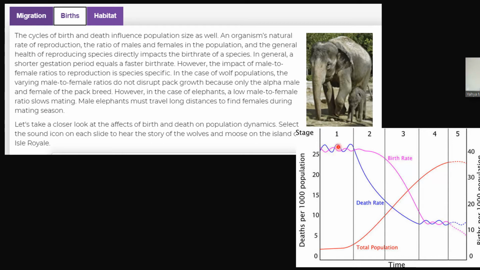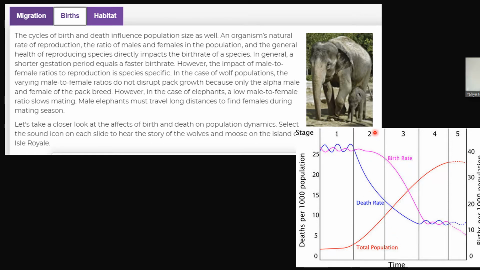In section 1, the birth rate and the death rate are basically about the same. The number of elephants that are being born in a certain period of time, like per month or per year, is the same as the number of elephants that are dying per month or per year. So what happens to the population? The population just remains stable, because the number that are dying is the same as the number that are being born. So overall, the population remains the same.